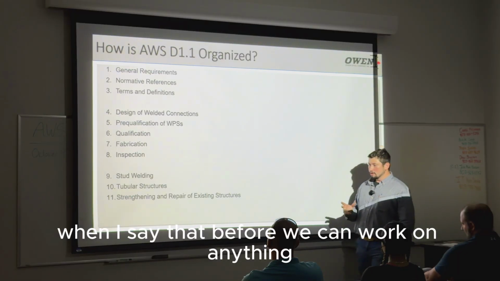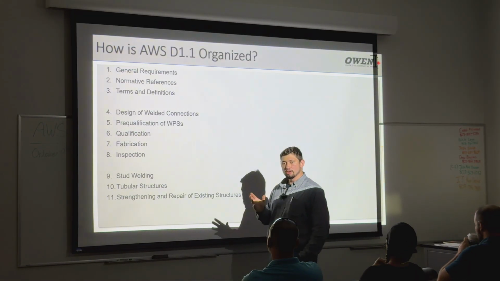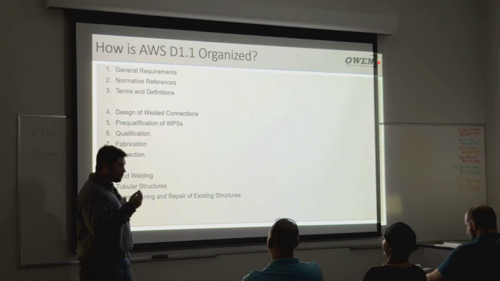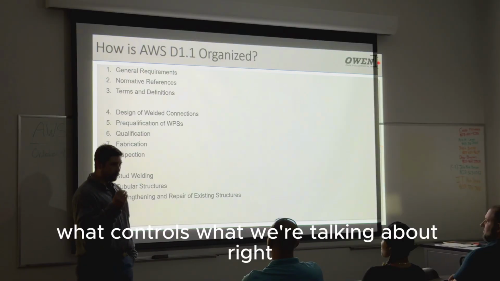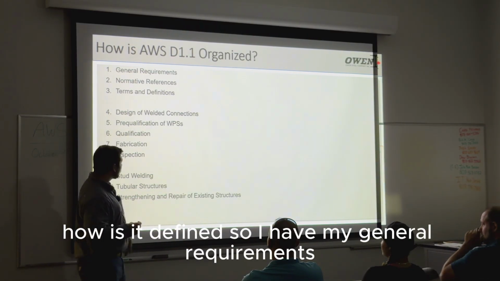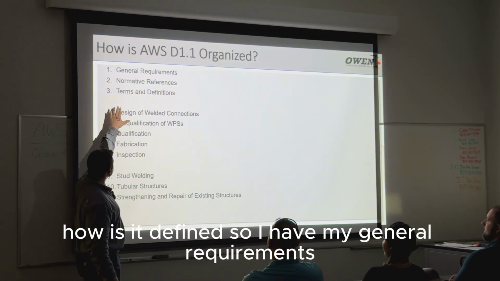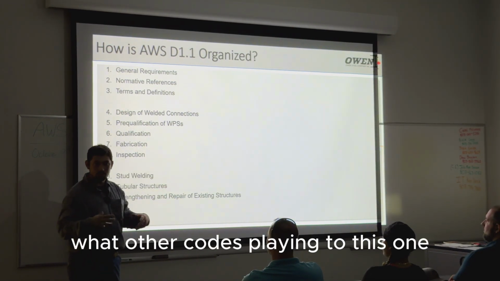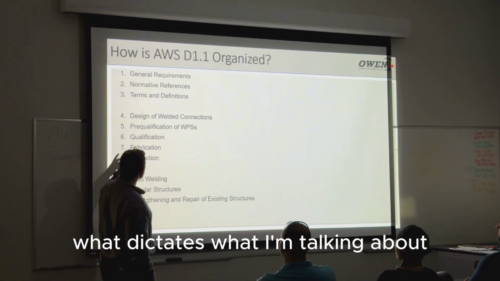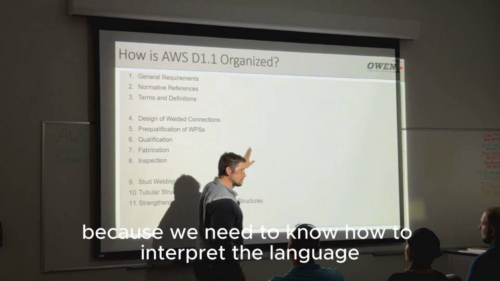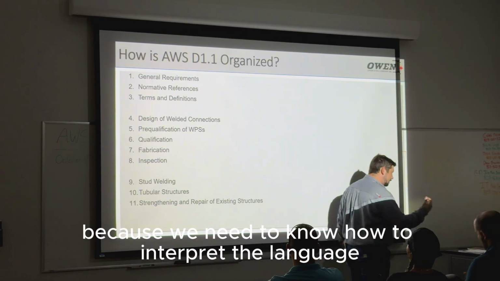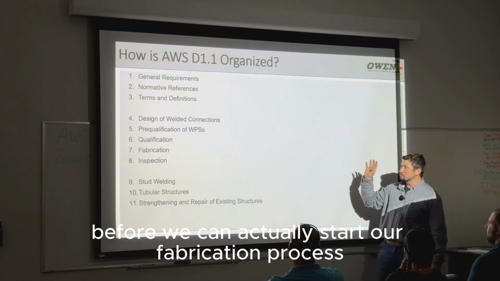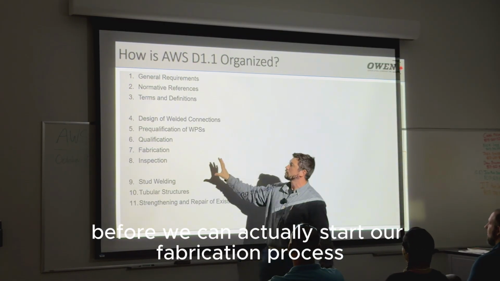When I say that, before we can work on anything, we need to have a scope. We need to know what we're talking about. What controls what we're talking about, right? How is it defined? So I have my general requirements, my references, what other codes play into this one, what dictates what I'm talking about. Terms and definitions is huge because we need to know how to interpret the language, right? All of that has to be established before we can actually start our fabrication process.